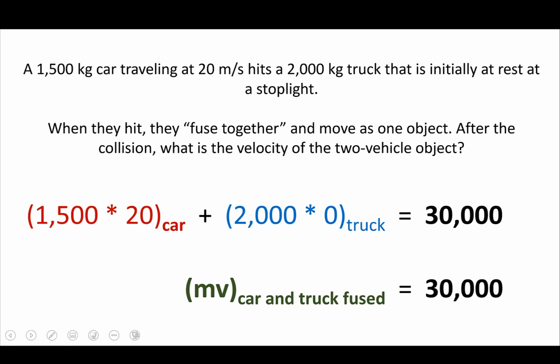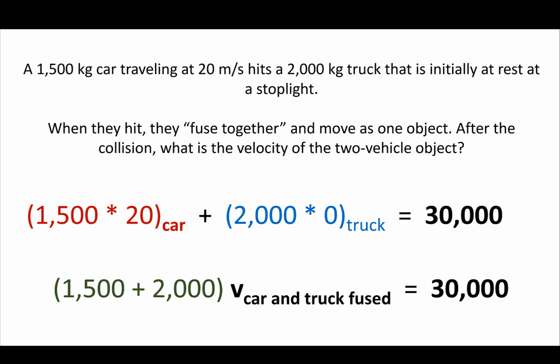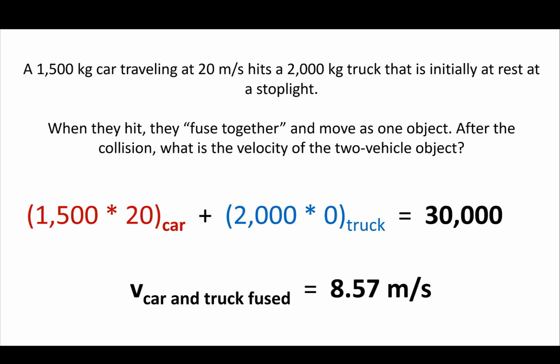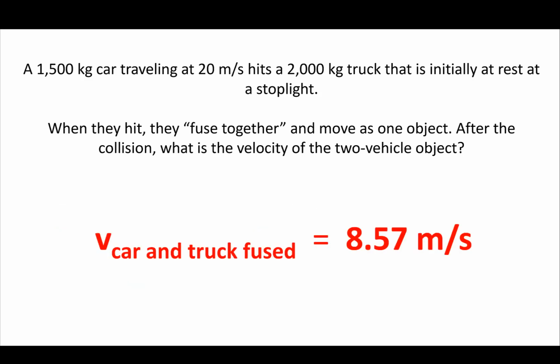We can figure out this now, the mass times velocity of the car and the truck fused. We know that the car weighed this much, and the truck weighed this much. So the mass of the combined blob is just the mass of both of them added together. The velocity we don't know, but we can figure it out because now we have a formula on the bottom with only one variable, this velocity, which is what we want to find. So we'll just plug in those numbers and divide 30,000 by 3,500. You can figure out that the velocity of the car and the truck fused together is 8.57 meters per second.